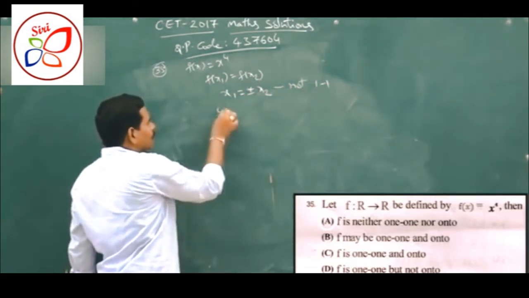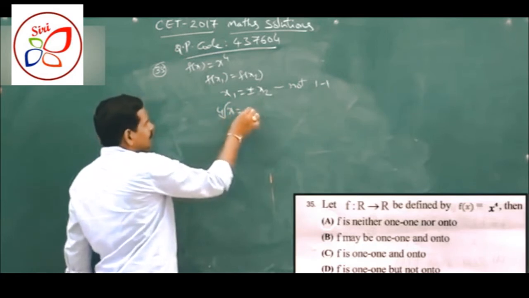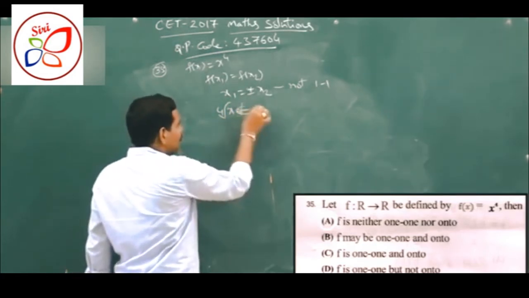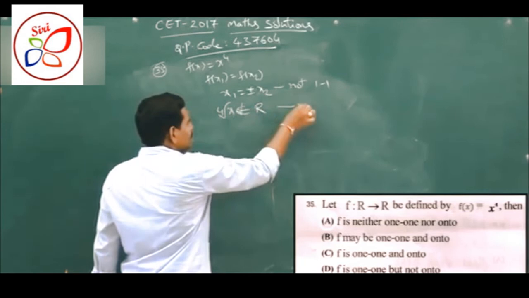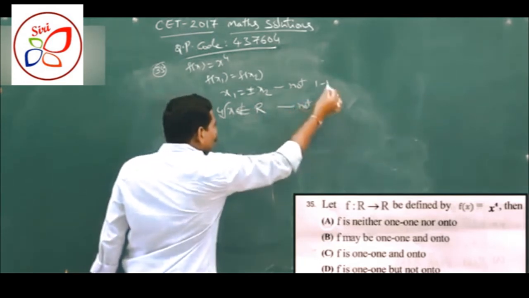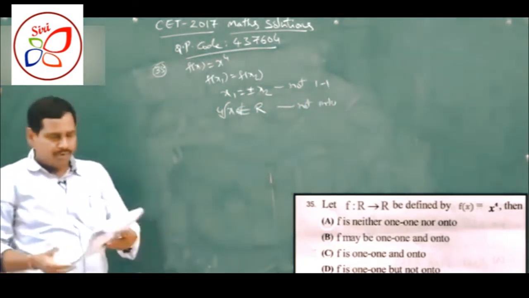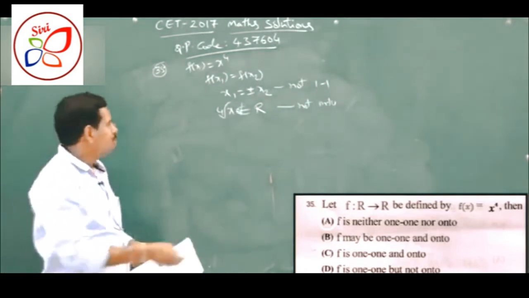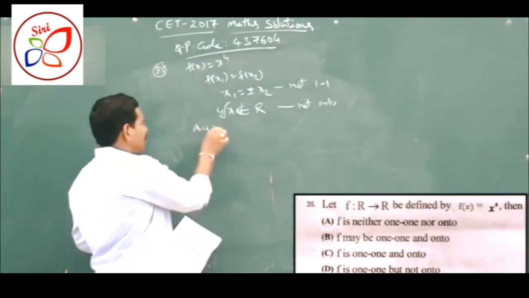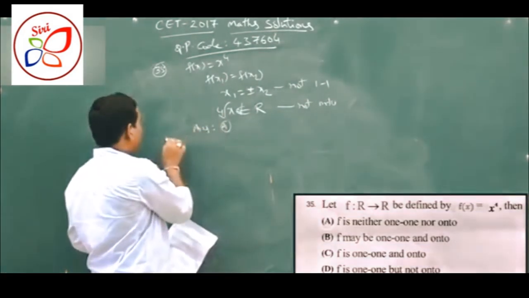And 4th root of x means it does not belong to real numbers, so it is not onto also. So not one-one, not onto means the first option A, neither one-one nor onto function.